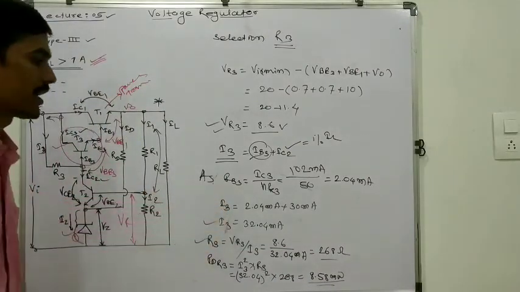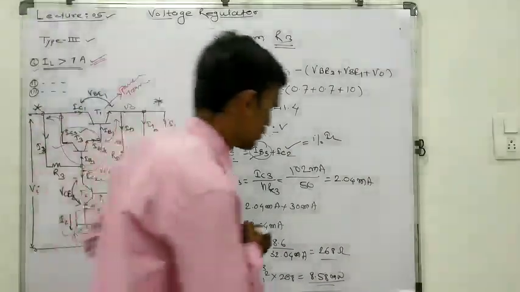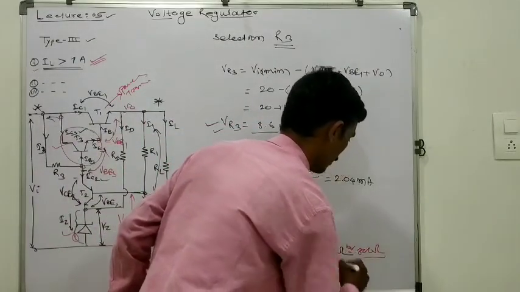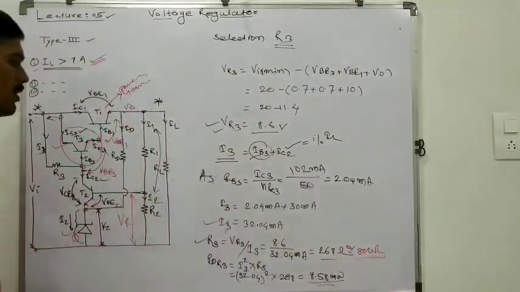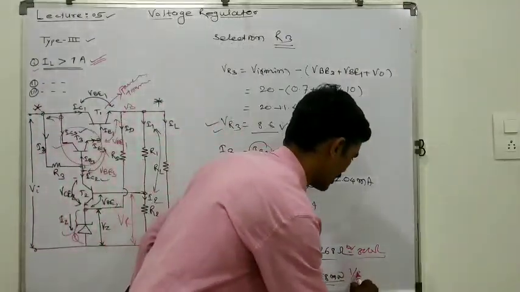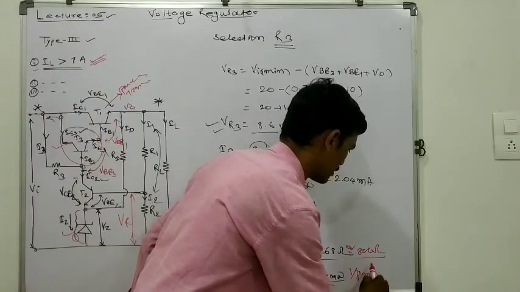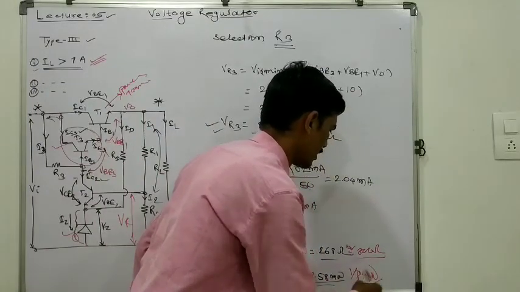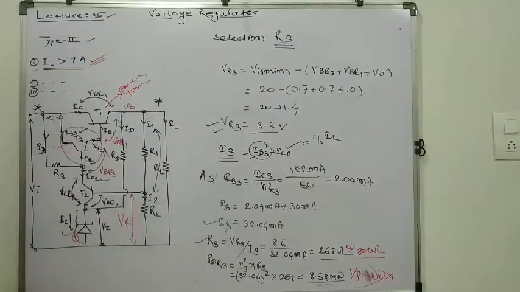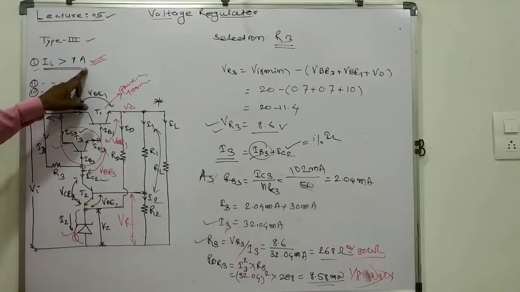So select a resistance R3 with a value nearer to 268, which is 300 ohm. We can select a resistance of 300 ohm with a power rating of 8.5 milliwatt. So we can select a 1 by 8 watt resistance. So this is the design of a type number 3 problem with current greater than 1 ampere.